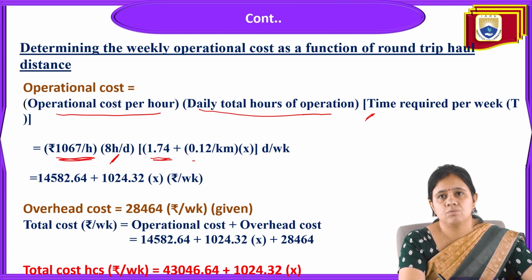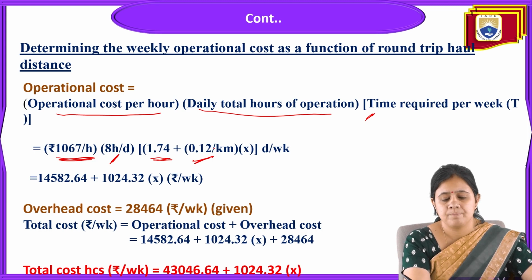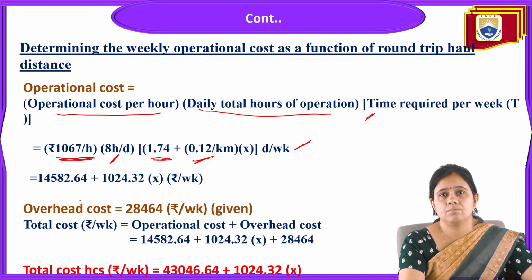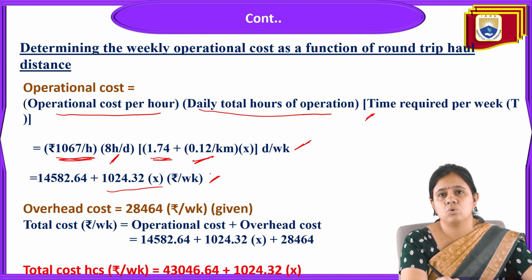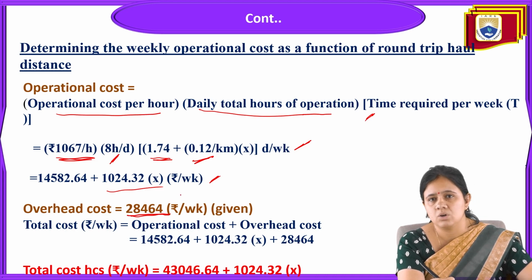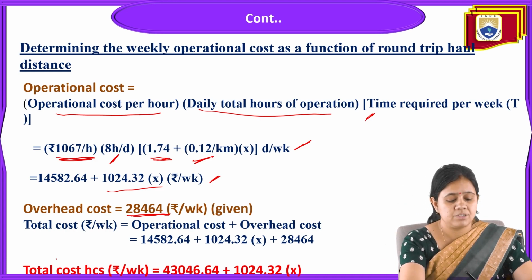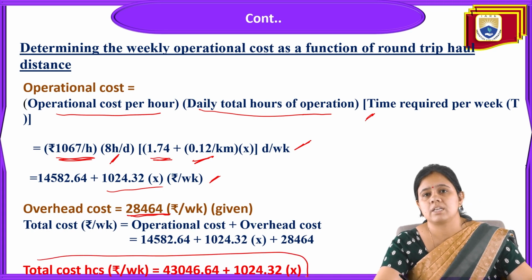1.74 into 0.12 per kilometer into x days per week. So it has been given as 14,582 into 1024 as a function of x rupees per week. The overhead cost, as already given for a week, is 28,000. So operational cost plus overhead cost gives the total cost as a function.